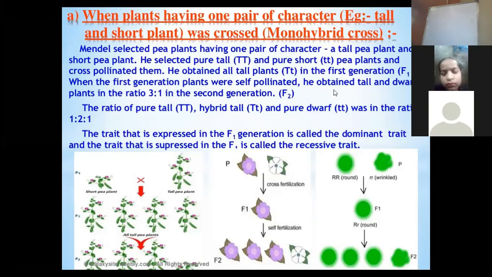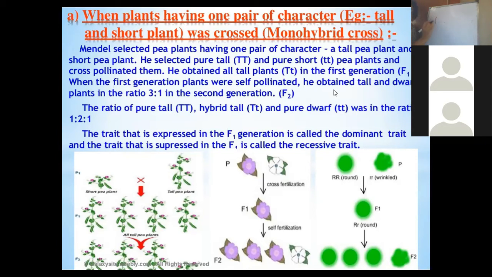What was the monohybrid cross? Let me tell you, Mendel cross-pollinated homozygous tall. Now, there is one term that's called homozygous, where both the alleles or both the genes will be the same. That will be called homozygous or pure tall. Pure, right? I have told you that genes always work in pairs, where both the genes will be the same.